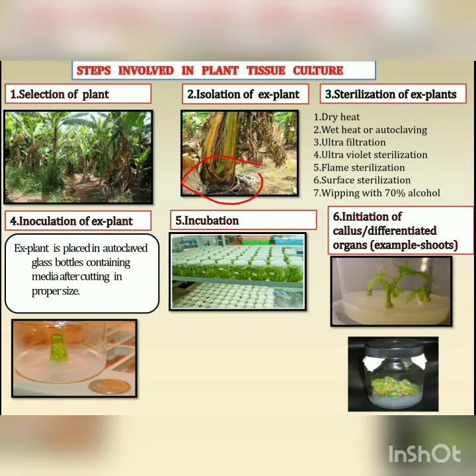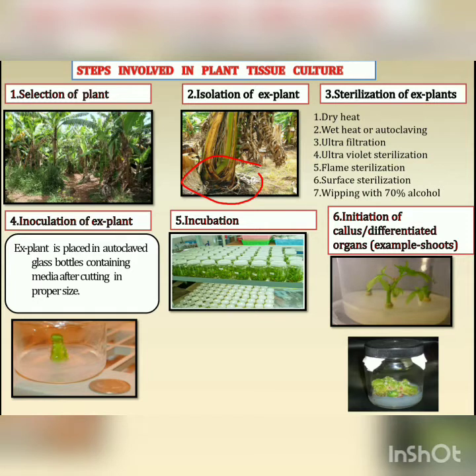Yes, then sterilization of explant can be done with different methods. The first is dry heat, the second is wet heat or autoclaving, then ultrafiltration, ultraviolet sterilization, flame sterilization, surface sterilization, wiping with 70% alcohol. I think most of the students have already practiced in laboratories with many other plants, whether doing any other experiments, this wiping with 70% alcohol. I think every student has done this.